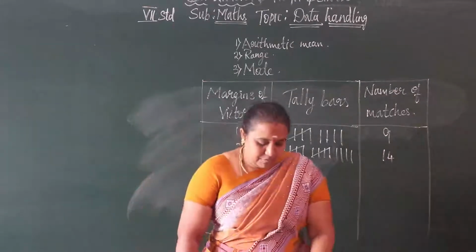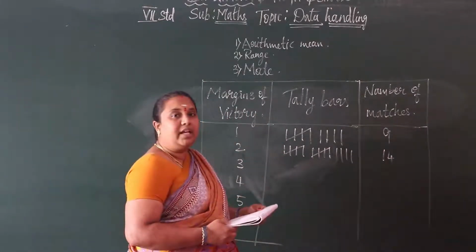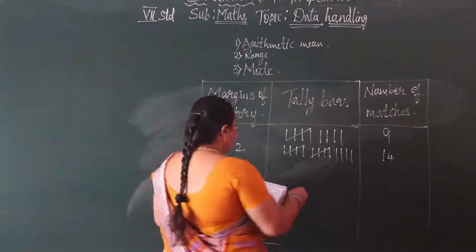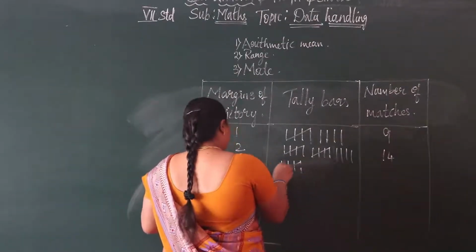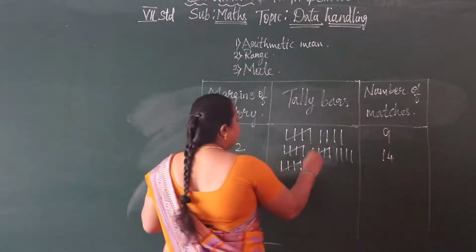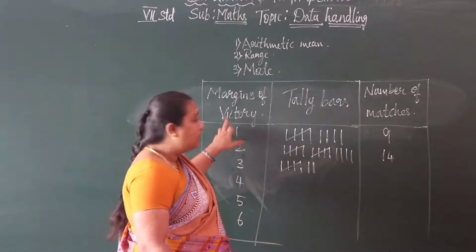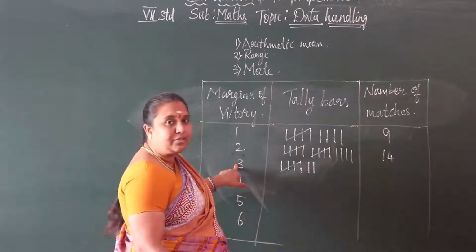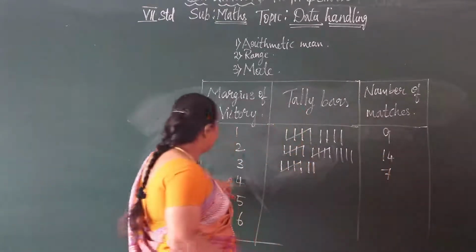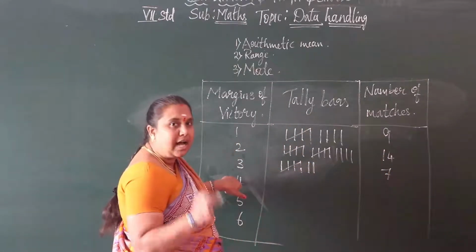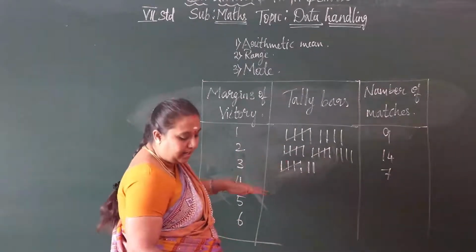And as I say, we have to write 3. Count, children. How many times is 3 there? 1, 2, 3, 4, 5, 6 and 7 times 3 is there. The margin of victory is 3 in how many matches? 7 matches. And then the margin of victory is 4. Count like that.